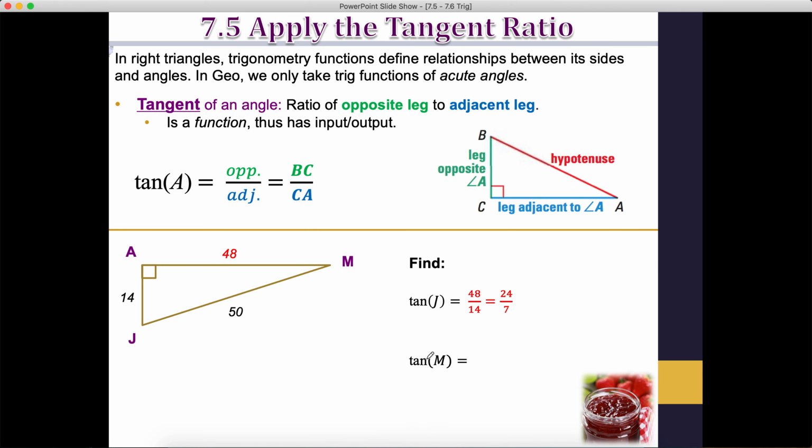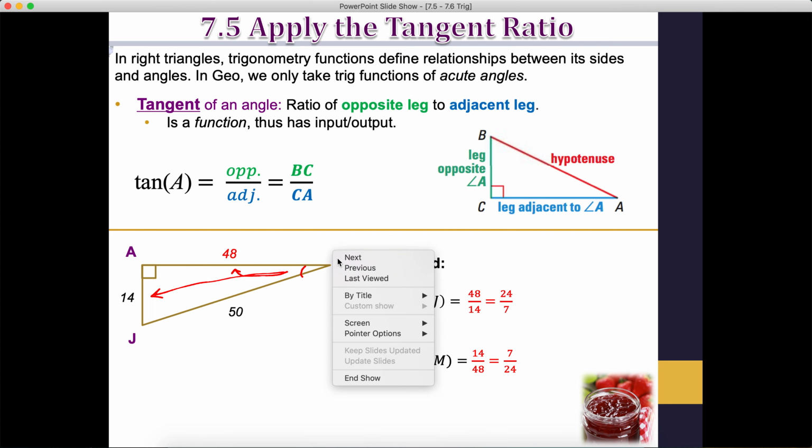If I then ask for the tangent of M instead, well, here's M. And the way that it relates to the tangent of J is going to be, I don't know, kind of interesting. Opposite M is AJ, which is 14. Adjacent to it is, and again, adjacent leg is AM, which is 48. So this time we have 14 over 48, which is 7 over 24.